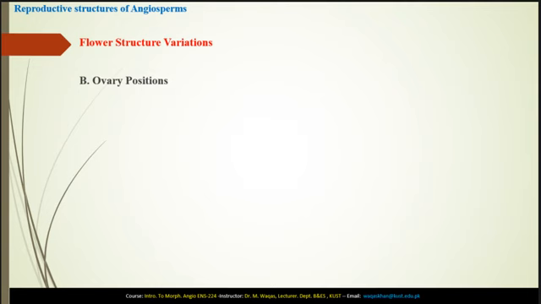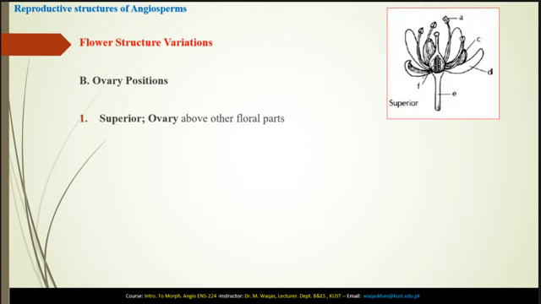The second variation in the plant is the variation of flower on the basis of ovary position, that is, where the ovary is present. First of all among the ovary positions is the superior ovary. As the name indicates, superior, above, right? As you can see in this figure, this is the ovary, and it is above all the floral parts. So what is a superior ovary? In a superior ovary, the pistil is above the site of attachment of all other floral parts like sepals, petals, stamens, etc., right?